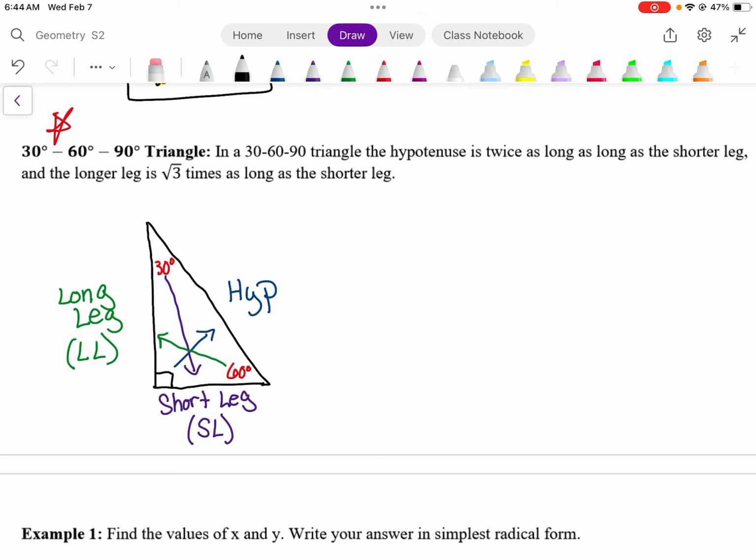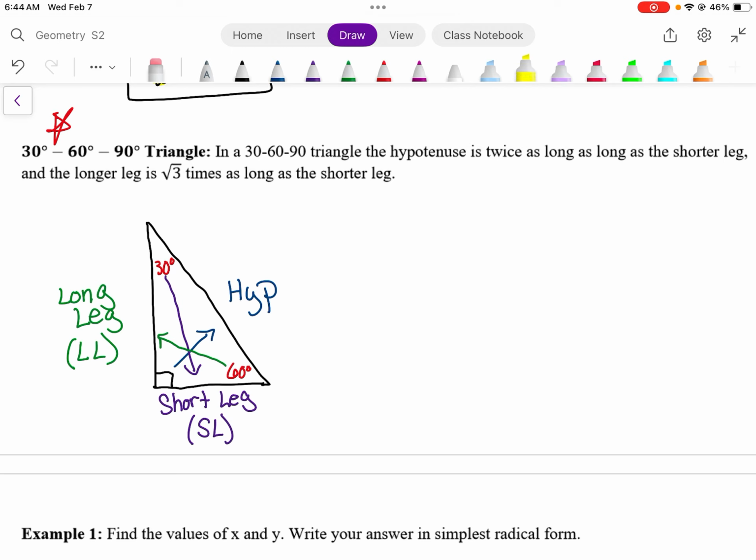So we have three different sides, and anytime you have a 30, 60, 90 triangle, I'd recommend labeling these so that you can recognize the parts. So we have our hypotenuse, short leg, and our long leg. Then the formulas that you are going to need to know.